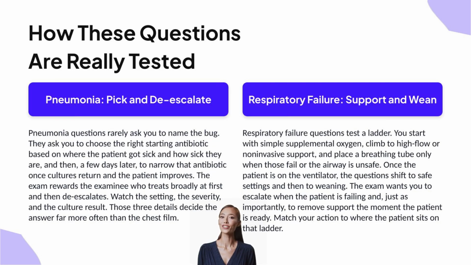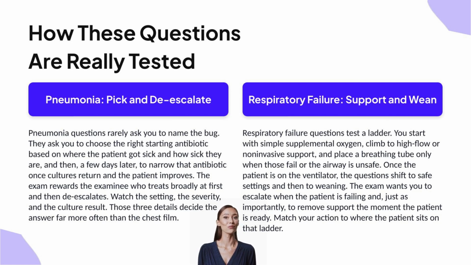Before we touch a single question, understand how these topics are actually tested. On the left, pneumonia. These questions rarely ask you to name the organism. Instead, they ask you to choose the right starting antibiotic based on where the patient got sick and how sick they are. Then, a few days later, they ask you to narrow that antibiotic once cultures return and the patient is improving. The examination rewards the resident who treats broadly at first and then de-escalates. Watch 3 things: the setting, the severity, and the culture result. Those decide the answer far more often than the chest film.